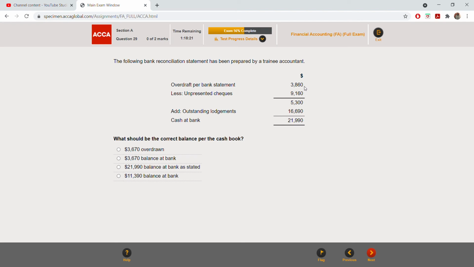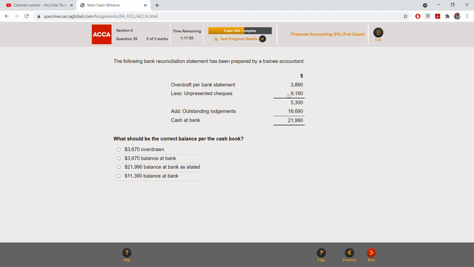Okay, this will be added. Because when you are putting the overdraft per bank statement, put it in terms of brackets. It's a minus figure. Then you are deducting the unpresented checks. That means it will further go up. Basically you are adding both.